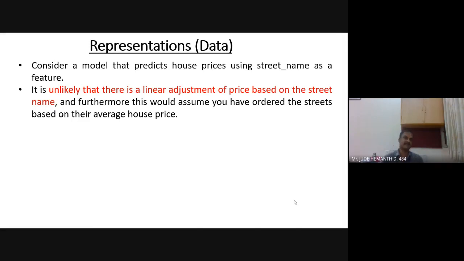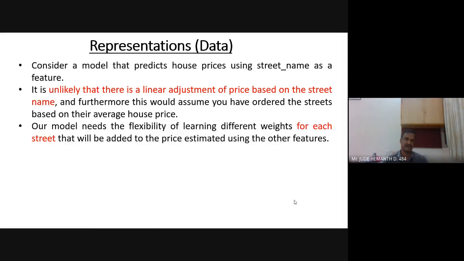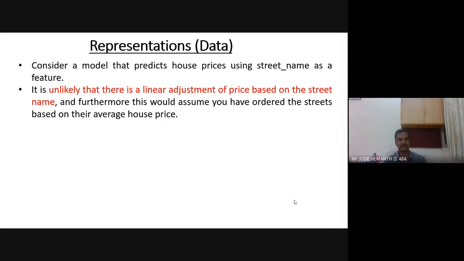It is unlikely that there is a linear adjustment of price based on the street name. You should accept that. Just based on the street name, you cannot say that it is going to be good. It is based on the construction, the land, the size of the land, the number of rooms, and how they have constructed. All those things come into consideration when checking the price of a house, not just the street name. But if you give an integer encoding for the street name, your system will go wrong. So how can we avoid this problem?